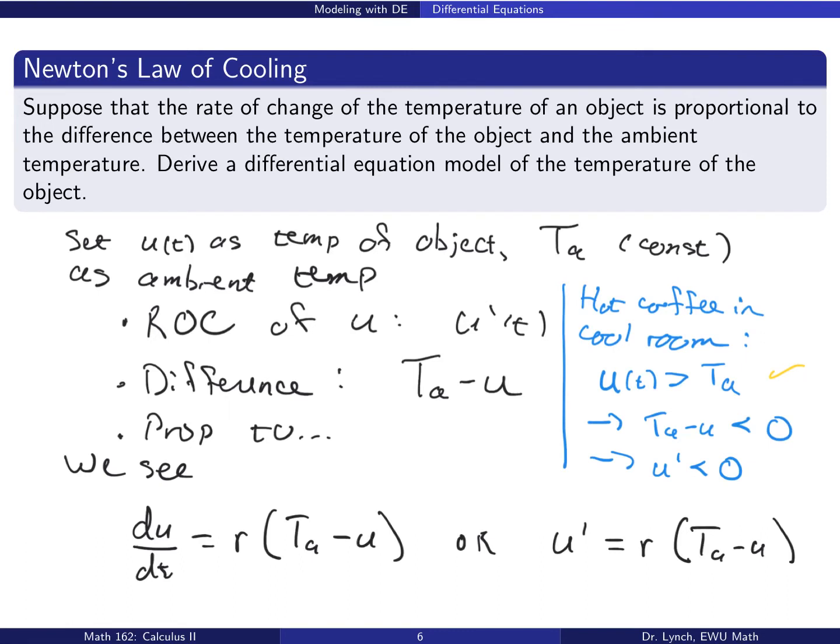If we have a hot cup of coffee in a cold room, we'd expect the temperature of that coffee to decrease over time. So the derivative should be negative. That's always a good check to give your differential equation to make sure it acts like you would expect it to act in some of those simple situations.